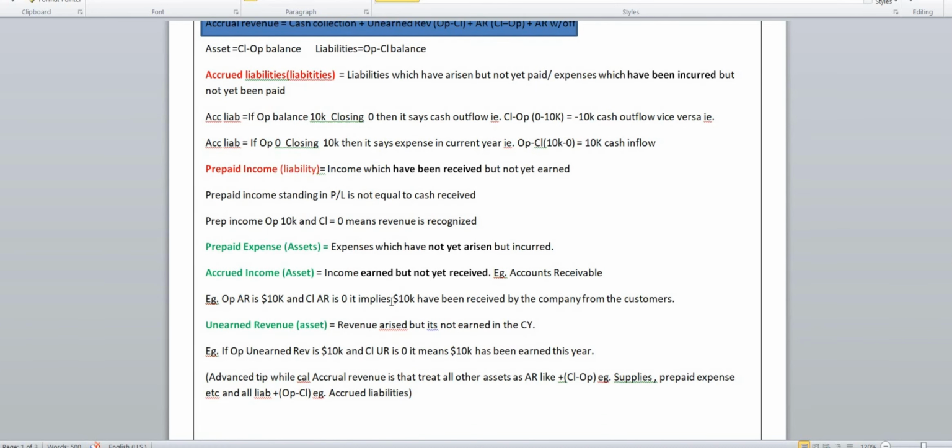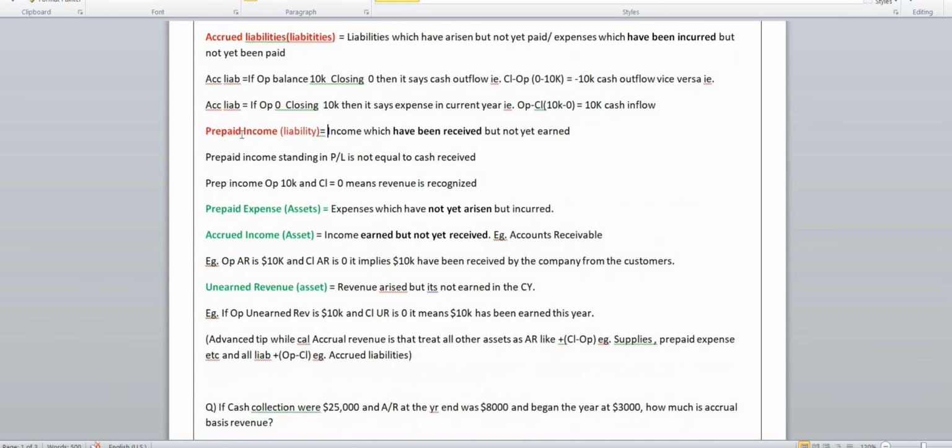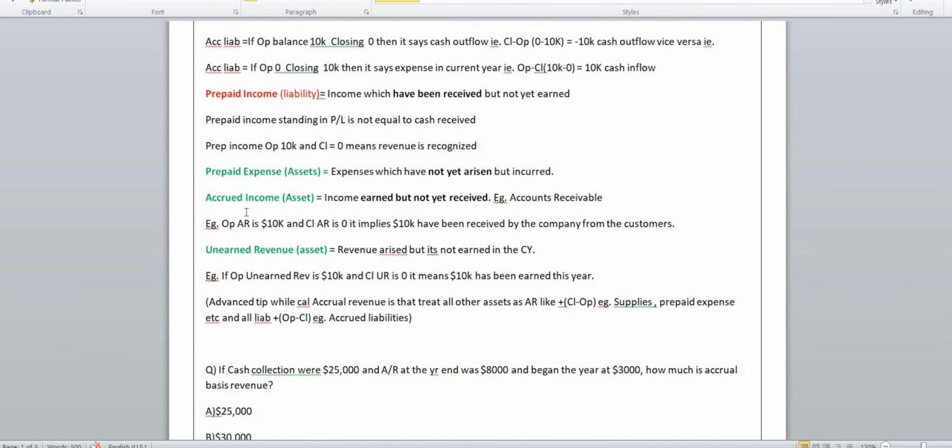Coming to accrued assets. Accrued assets, or accrued income, are assets where income is earned but not yet received. Example, accounts receivable. For an asset you have to follow this formula: closing minus opening balance. So if the opening accounts receivable is 10,000 and the closing accounts receivable is 0, it simply implies that $10,000 has been received by the company from the customer in the current year.